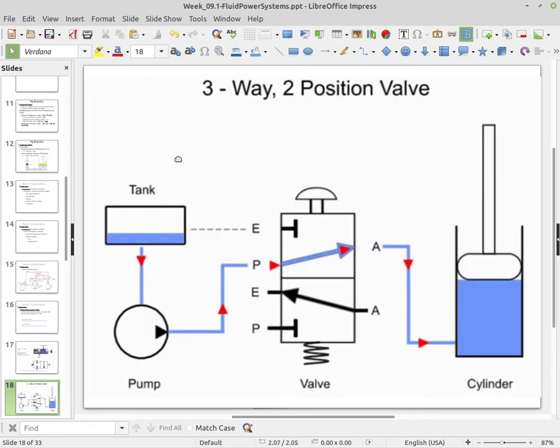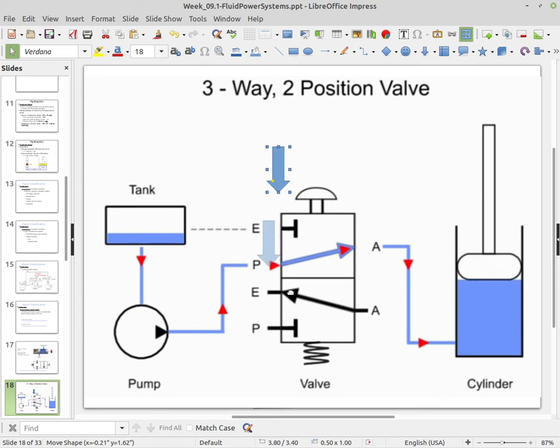Alright, so this is a slightly more complicated system with a three-way valve, but two position. So we still have two positions on this, but we have three ways that fluid can flow. So here we of course have our pump generating high pressure coming into the pressure port. The fluid is always coming into the P, or the pressure port.